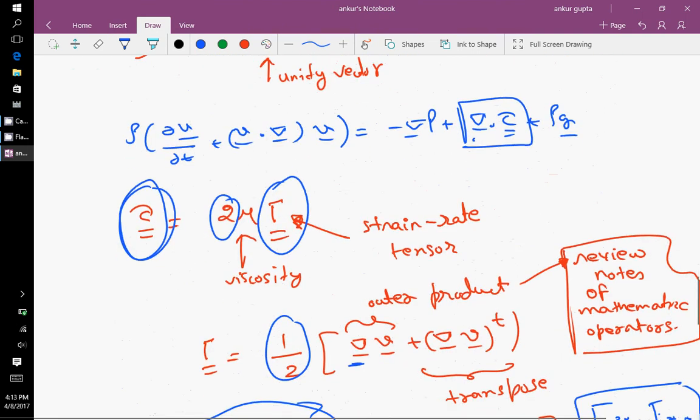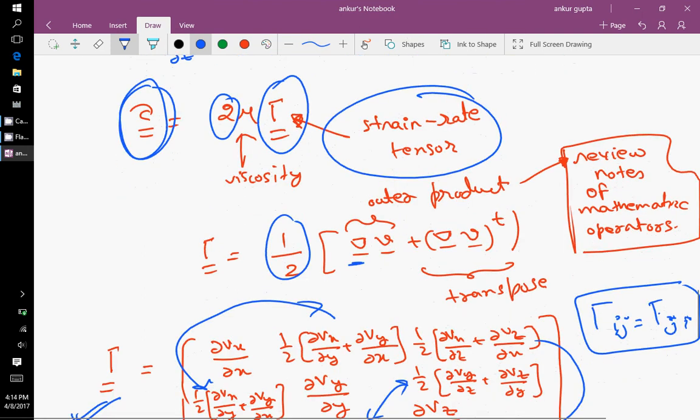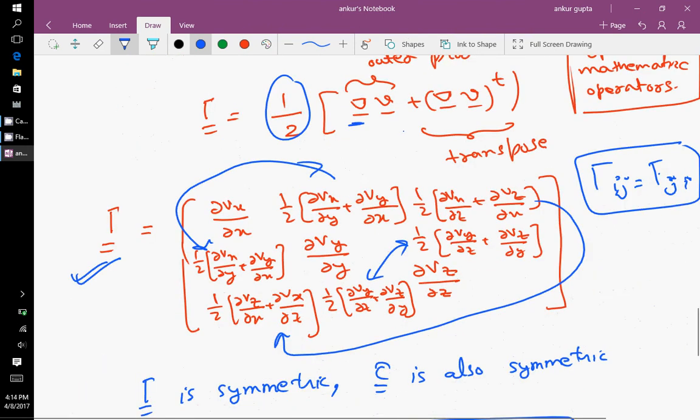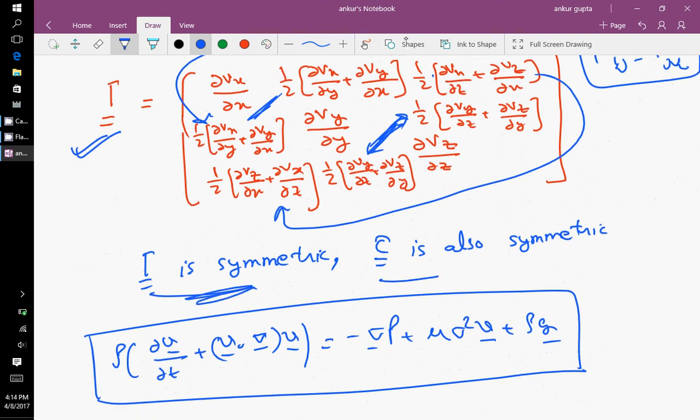For the viscous stress part, we can put this back, and this will become del dot tau here. For the viscous stress part, we can write tau as 2 mu gamma, where gamma is the strain rate tensor. The strain rate tensor is the outer product of velocity and gradient added with its transpose, so that's why it becomes symmetric. If you expand the strain rate tensor in Cartesian coordinates, you can see that these two components are the same, or sigma ij is equal to sigma ji. Let me clarify this here. Sigma ij is equal to sigma ji, and since sigma is symmetric, tau is also symmetric.